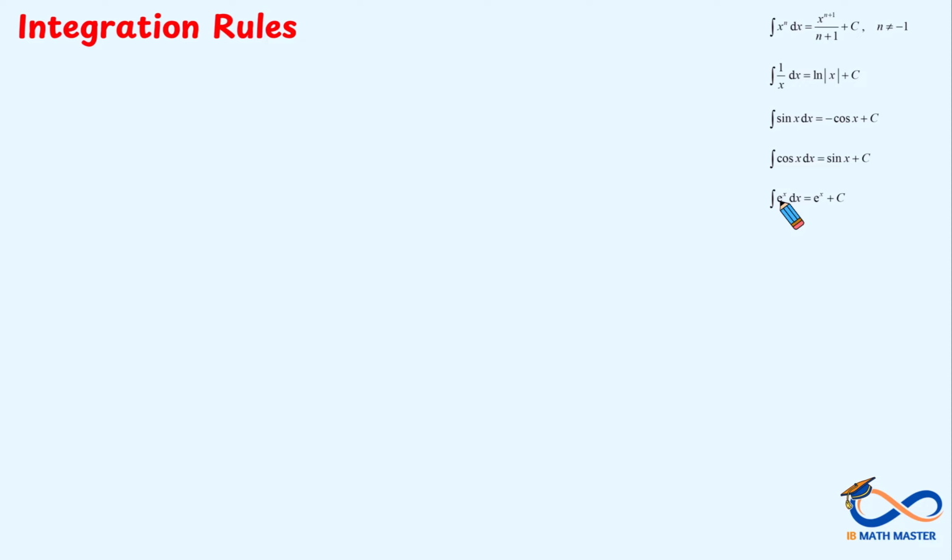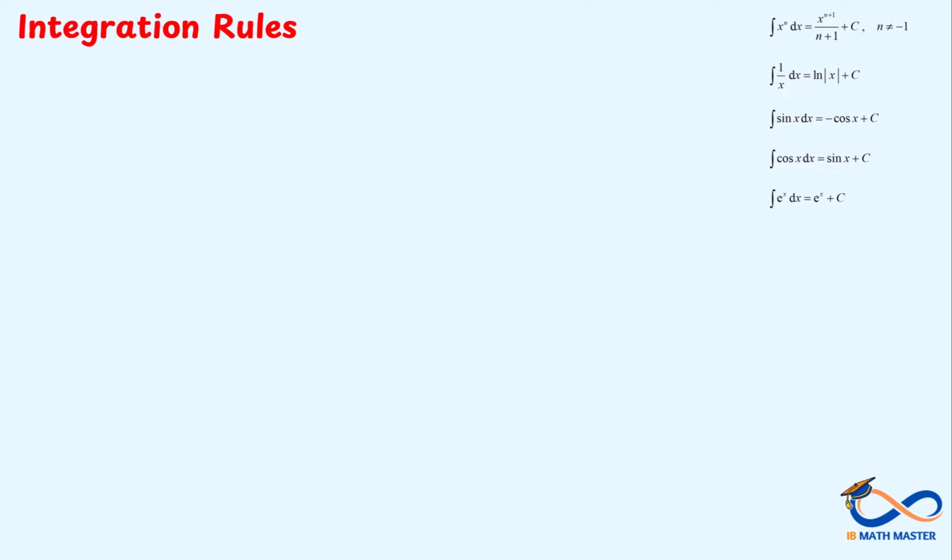Now as you see here, in all of these rules we have only x by itself. Here we have x, x, x. So for example, we have sine x. So what if we have, for example, sine 7x or sine 9x minus 1 and so on? In that case, we need to apply these rules that we will be learning in this video.